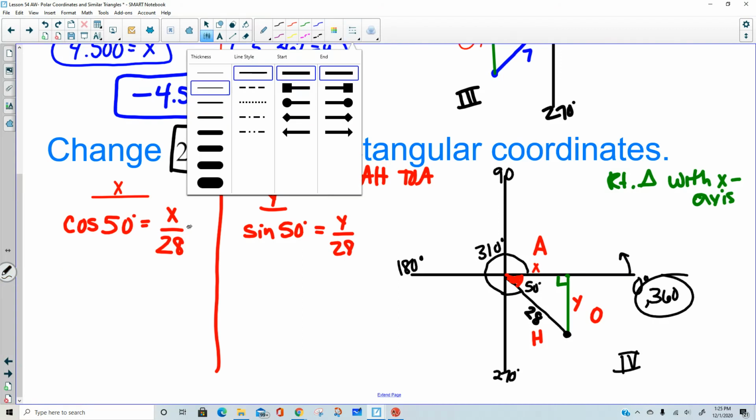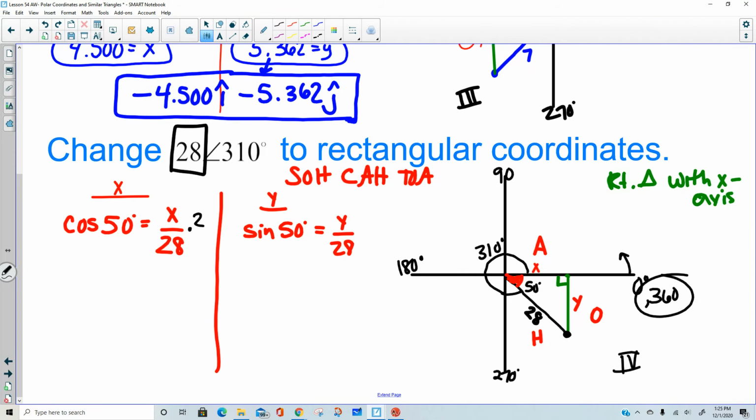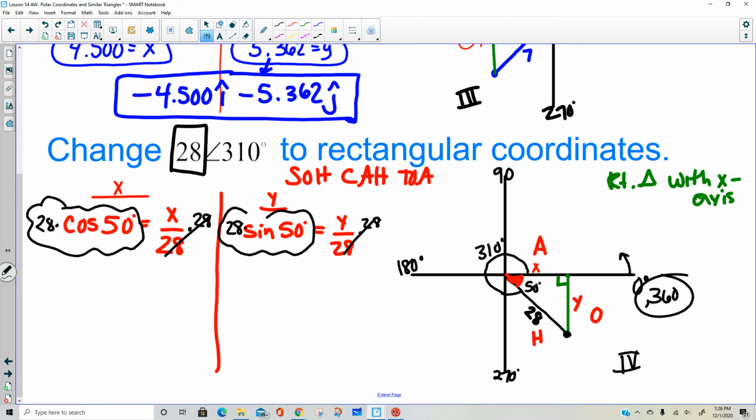All right, so for each, let's solve for x by multiplying both sides by 28. Let's go ahead and do the same thing for y. Multiply both sides by 28. Okay, and this is what you're putting in your calculator for x and y. And let me get those for you. I've got those ahead of time. X is 17.998. Y is 21.449.